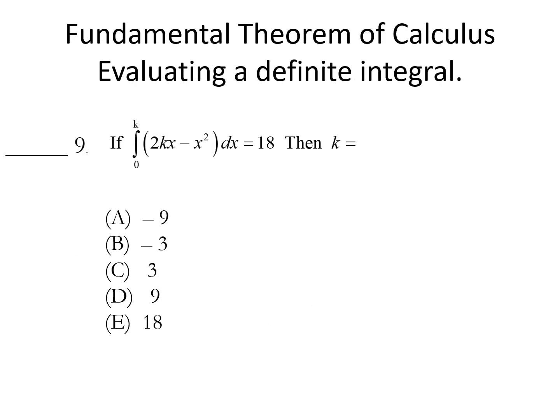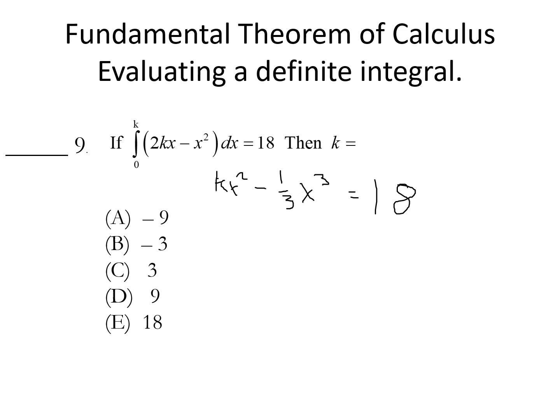The integral from 0 to k of 2kx minus x squared dx equals 18. Then k equals... So, okay. For this one, you can just take the antiderivative. Since k is a constant, it's not treated as a variable. And so this would be kx squared minus 1/3 x cubed equals 18.